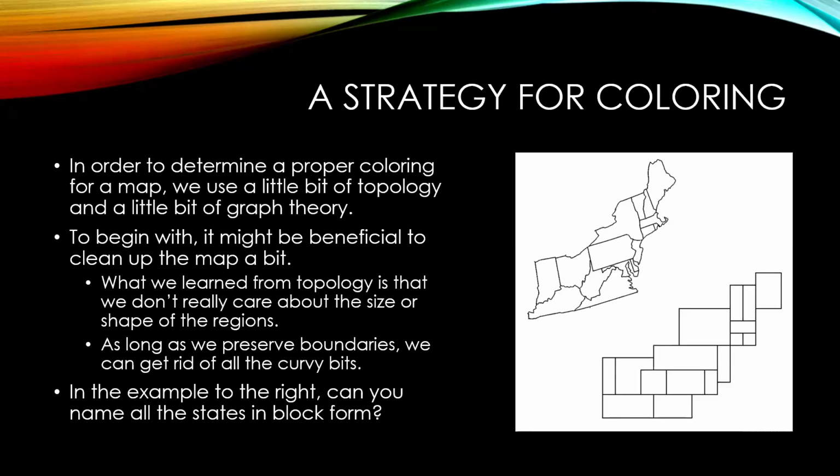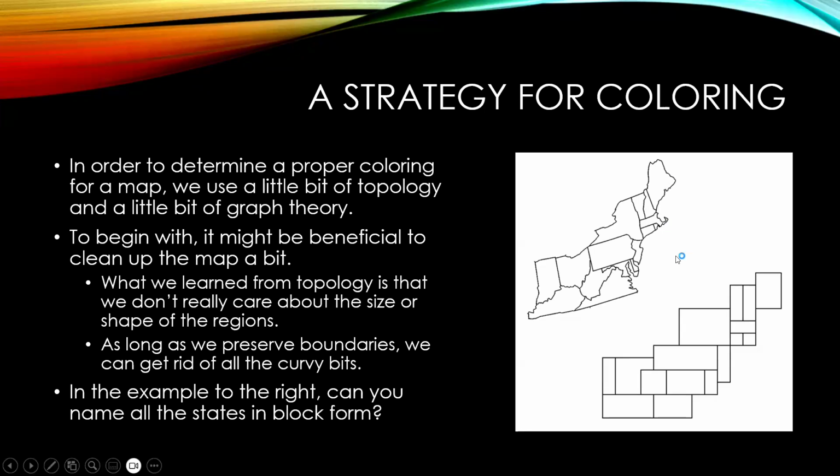And so the open question was, are we going to need 5 ever? And that's a hard one to answer. Before we do that, let's see if we can articulate this in the language of graph theory. To start, let's use a little topology by trying to restructure the states. In order to determine a proper coloring for a map, we use a little bit of topology and a little bit of graph theory. To begin with, it might be beneficial to clean up the map a bit. And here is the map of the northeastern United States.